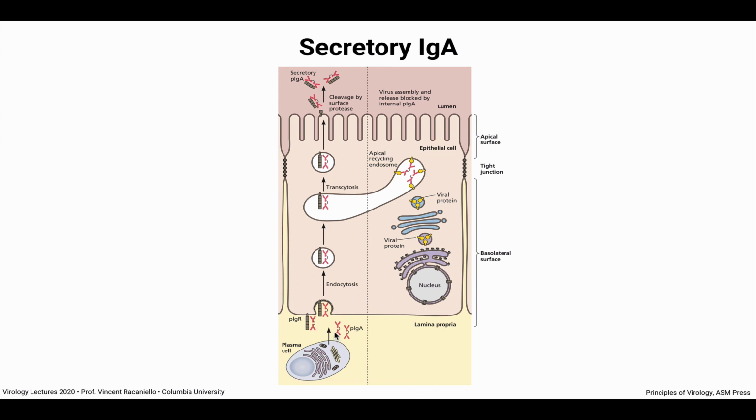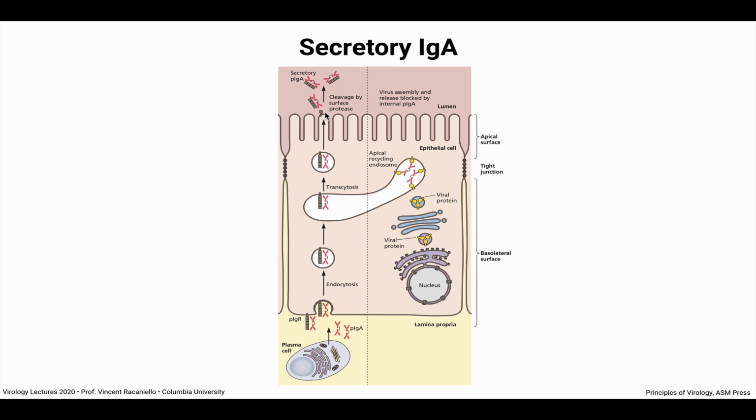IgA is made by plasma cells, just like other antibodies. It's secreted from the plasma cell as a dimer, as we saw previously. It's called polymeric IgA. It binds the polymeric immunoglobulin receptor on the basolateral side of the epithelial cell. It's taken up by endocytosis. The endosomes move through the entire cell in a process called transcytosis, and then the vesicles fuse at the apical surface of the cell and release the secretory IgA.